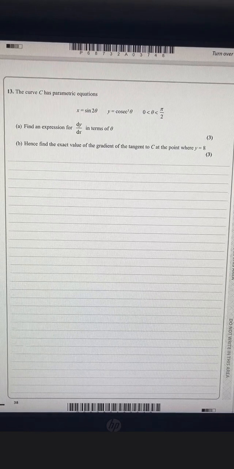Hopefully this is helping you guys and calming your nerves for your exam tomorrow. How are we all feeling? Are we feeling ready for this? Question 13. All right, so let's do question 13 now.